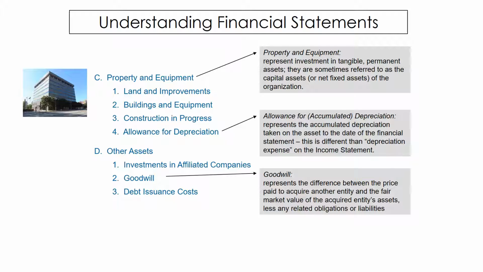Goodwill represents the difference between the price paid to acquire another entity and the fair market value of the acquired entity's assets, less any related obligations or liabilities. So this is an interesting concept, and you actually see it happen. It's really intangible. It's actually the part of the balance sheet that I hate because essentially it is, how can I put this in a good example?